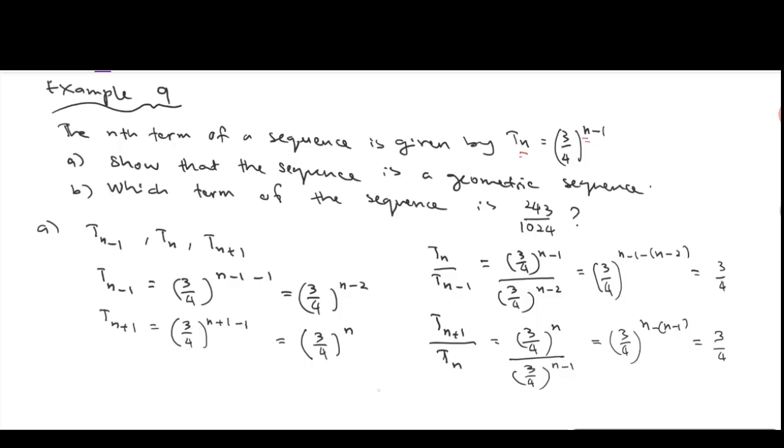So we can conclude the sequence is a geometric sequence because it has a common ratio 3 over 4.